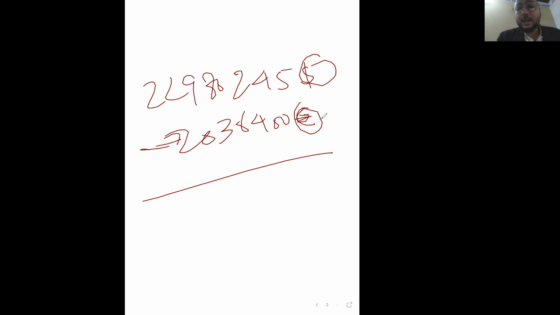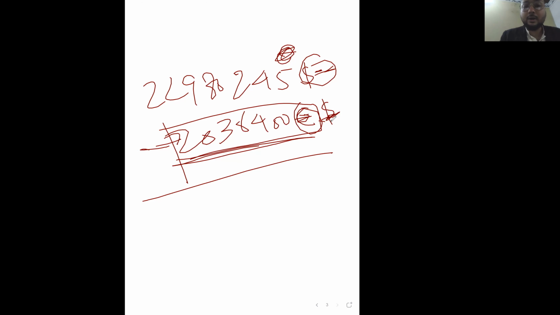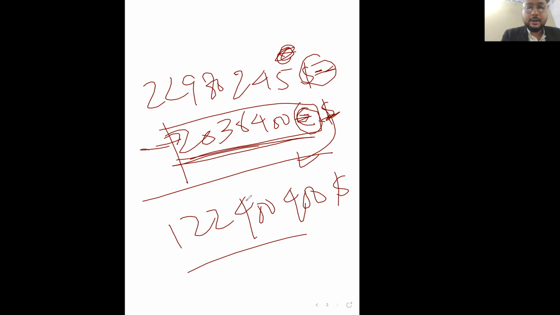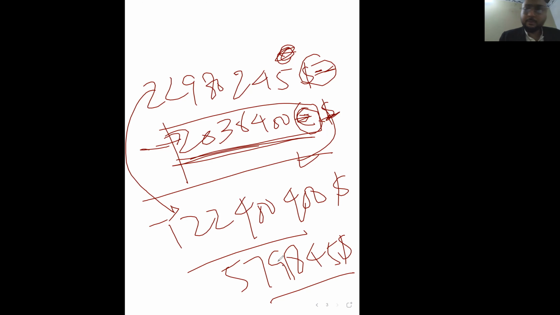So you need to deduct the equivalent amount in the same currency. Either it is going to be in euro, then you can deduct, or it is going to be in dollars. The question says you need to find out the dollar profit. So you need to convert your borrowing payments into dollars. Your dollar amount is going to be 22,400,400, and then you can deduct your amount from here. The answer is going to be 579,845. Isn't it amazing?